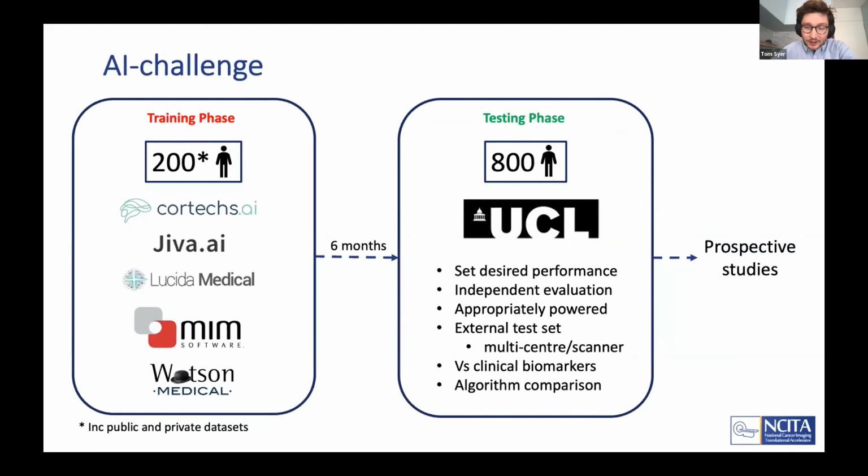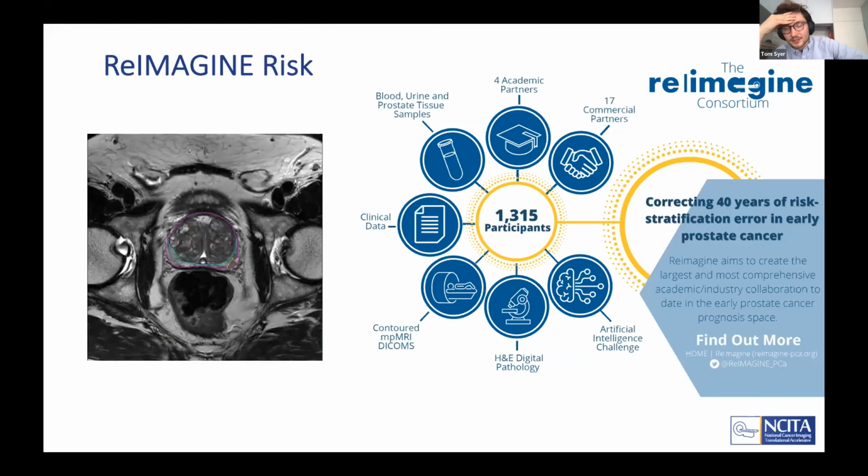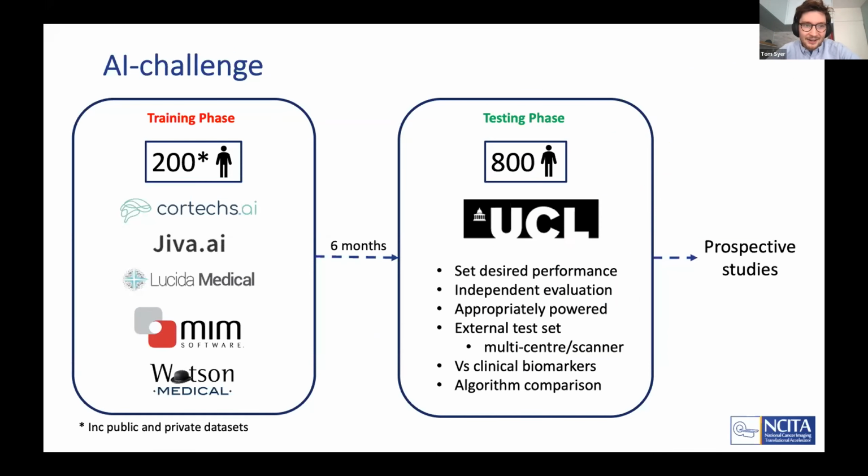I should also mention, as part of ReIMAGINE, there is a consortium of both academic and commercial partners who have expertise in a number of different areas, including radiomics and AI in imaging. And we're working with them to develop novel biomarkers. So one of the things we're doing is this AI challenge, and what that means is we're sending a small subset of the data as a calibration set to a number of these AI partners, and we're giving them some time to develop an algorithm which we will then test ourselves at UCL 6 months down the line.